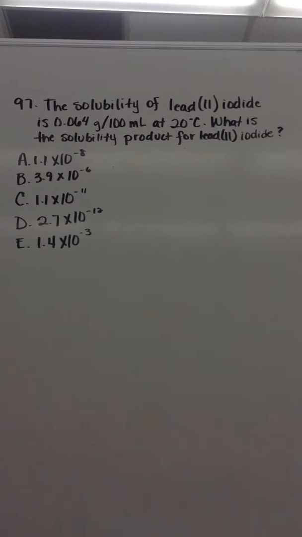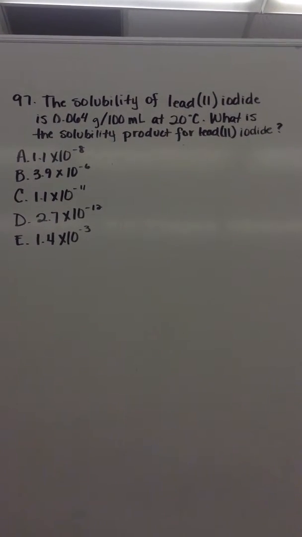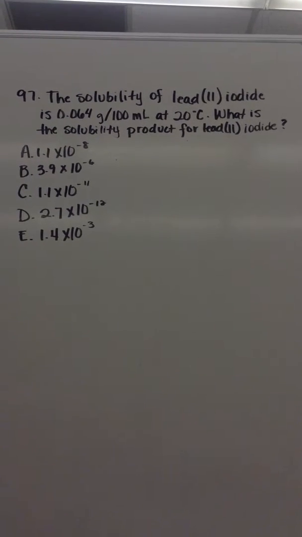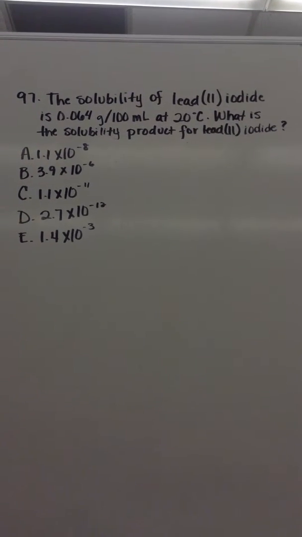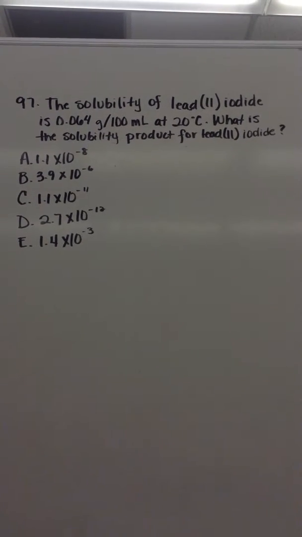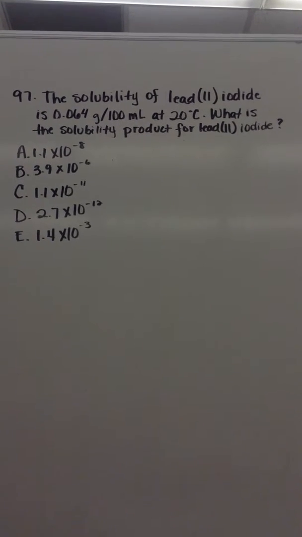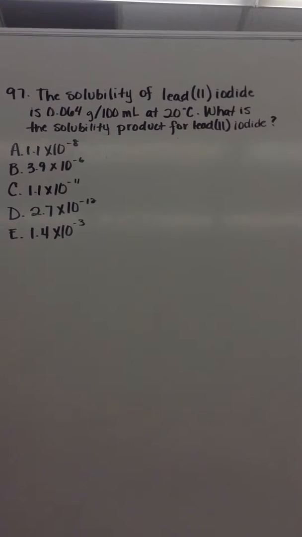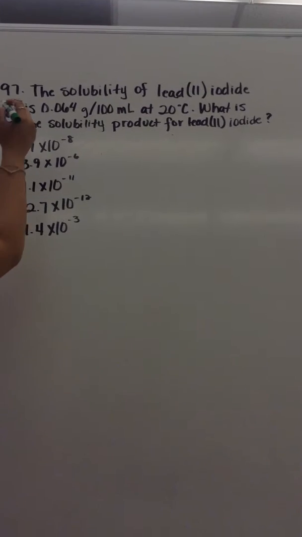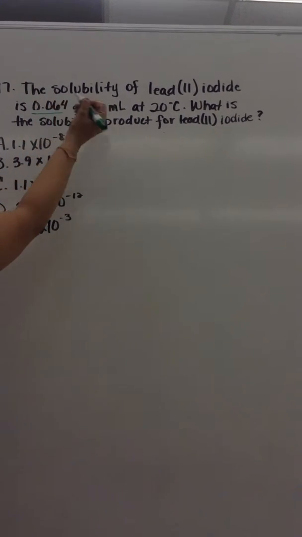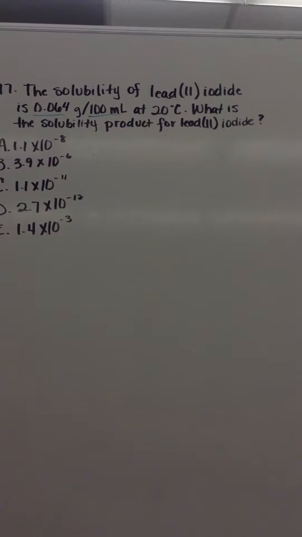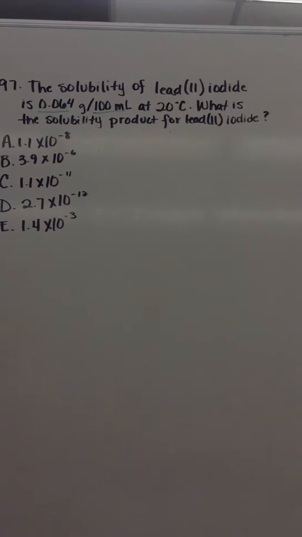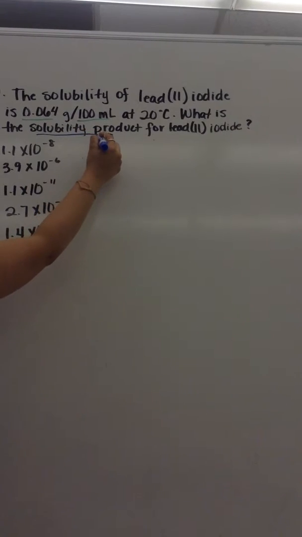97. The solubility of lead-2 iodide is 0.064 grams per 100 milliliters at 20 degrees Celsius. What is the solubility product for lead-2 iodide? So you are given the solubility for lead-2 iodide, and this is 0.064 per 100 milliliters. The question is asking you to find the solubility product for lead-2 iodide.